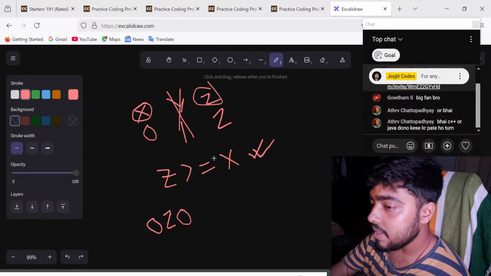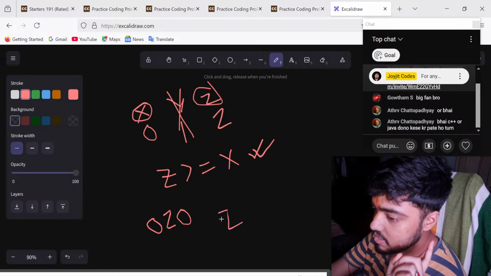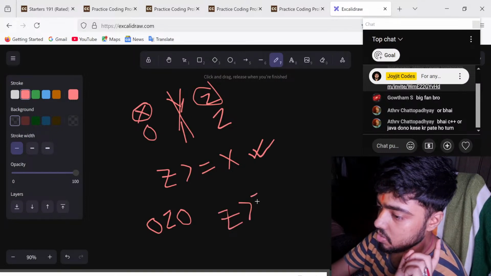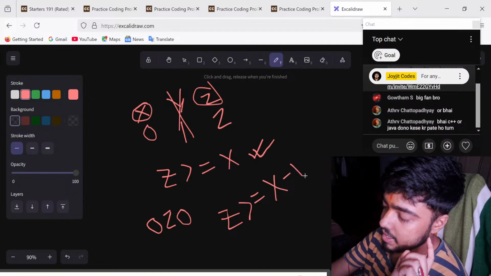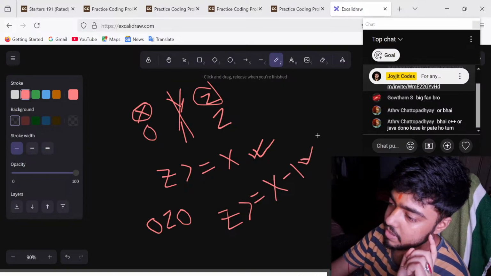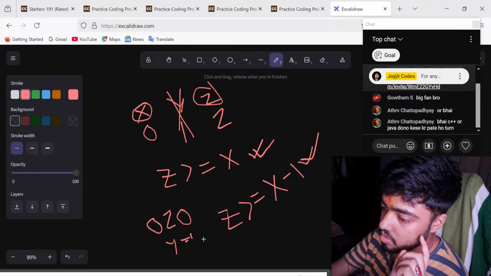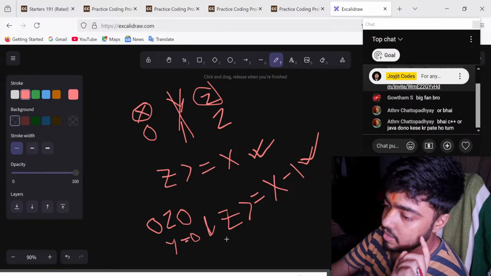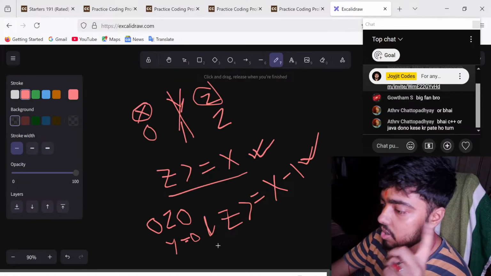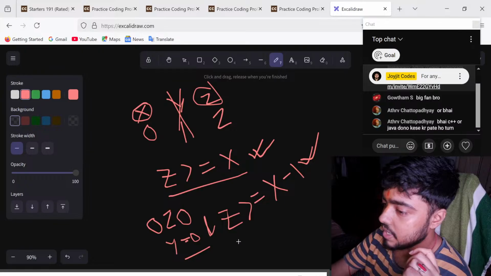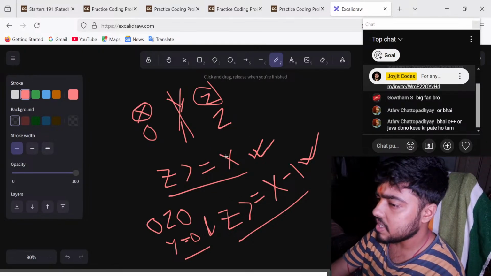So when there is no 1, you can go for one other technique, that is z is greater than or equal to x minus 1. So even if z is greater than or equal to x minus 1, in that case it will be satisfying. That is when y is equal to 0. It is either z is greater than or equal to x, or y is equal to 0 and z is greater than or equal to x minus 1. So any one of them satisfies, it is satisfied.